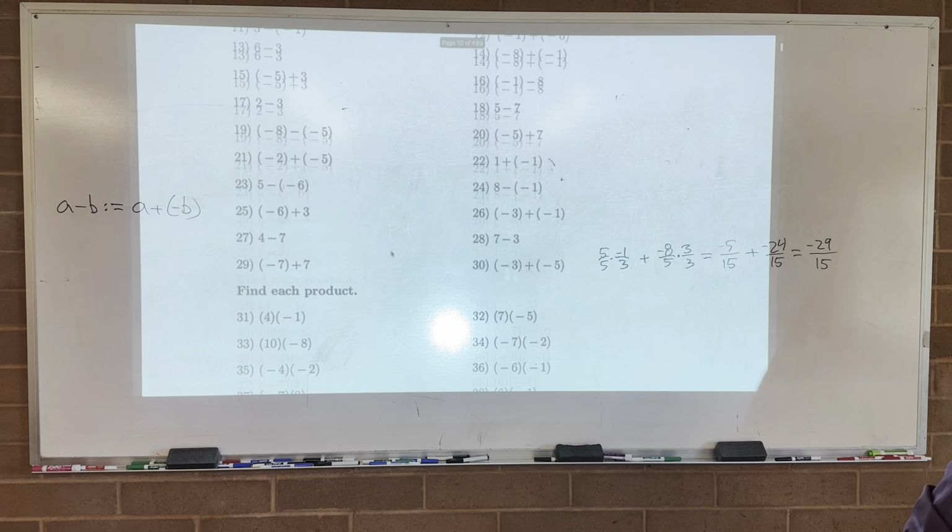There's a random one. I don't know if it's supposed to be a problem. This is 45. Oh, it is. That's problem 45. Yeah, it looks kind of weird right by itself with a label underneath.